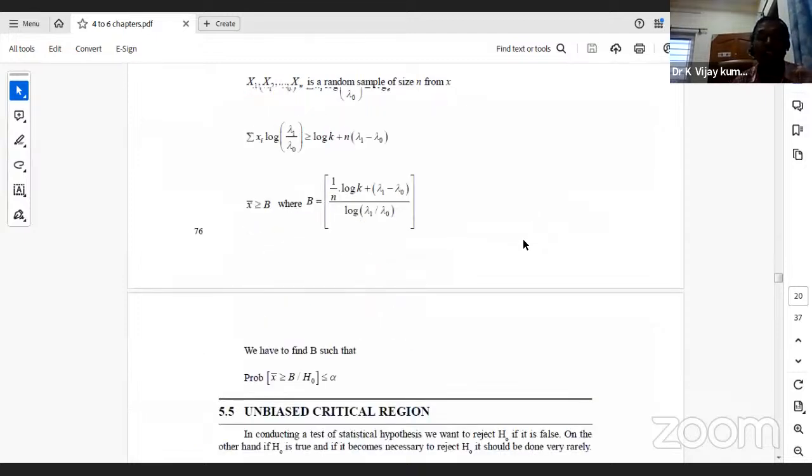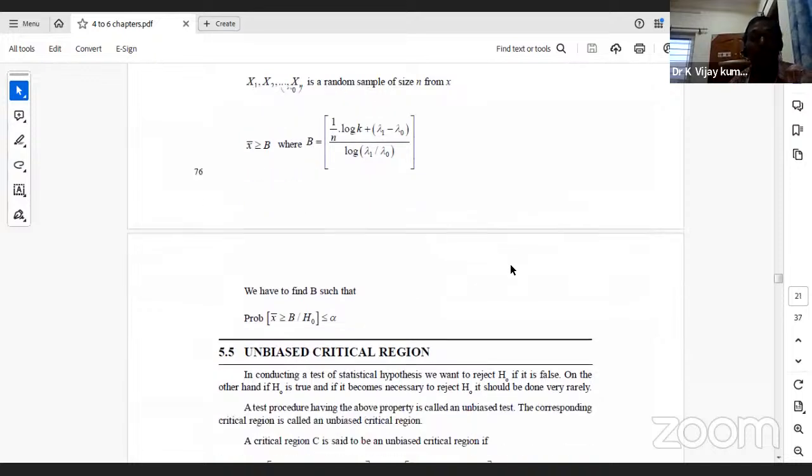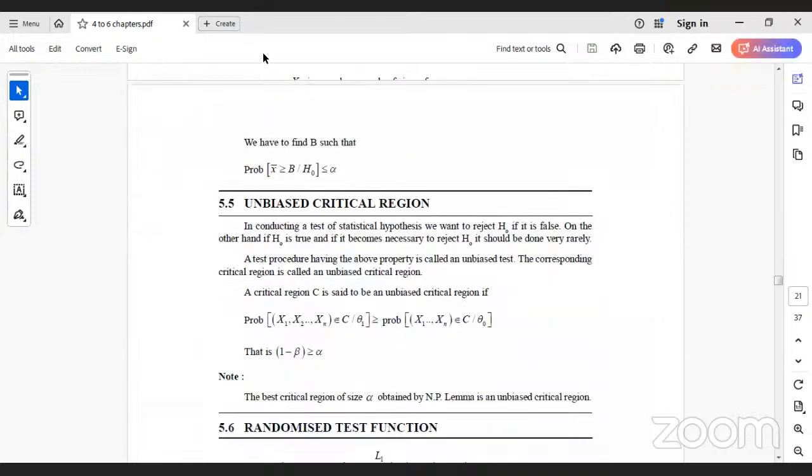We have to find b such that the probability of x bar greater than or equal to b under H0 is less than or equal to alpha. We are taking this condition here.